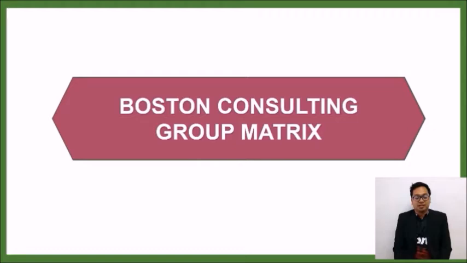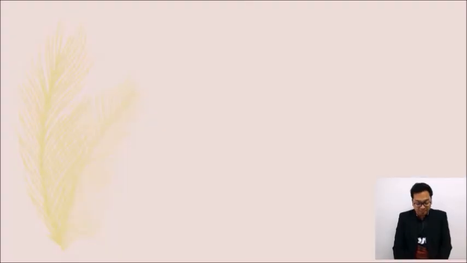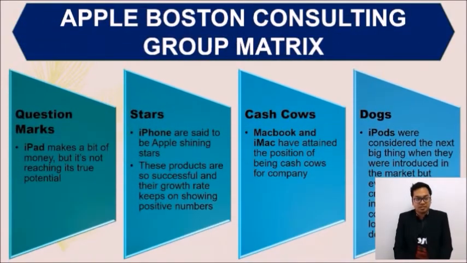So today I will continue with the matching stage. I will be talking about the Boston Consulting Group metrics. First, the Boston Consulting Group metrics is a corporate planning tool which is used to portray a firm's brand portfolio in a quadrant of four. So the first one is the question marks.